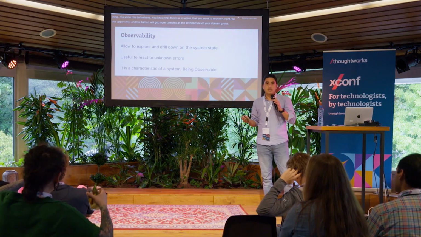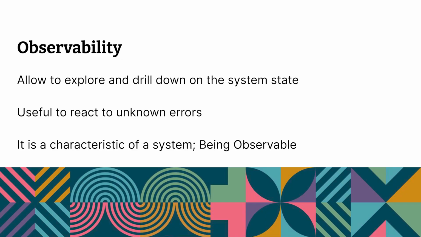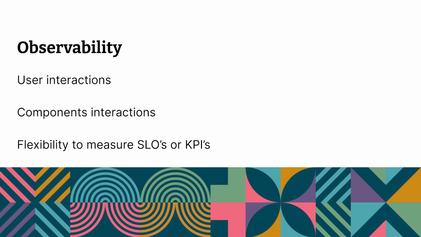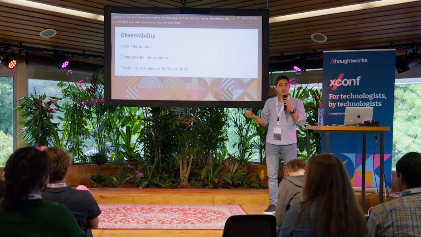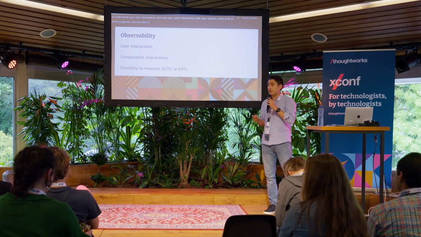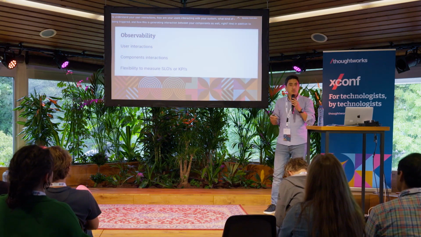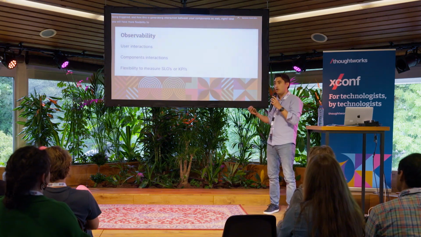In contrast, observability aims to allow you to explore and drill down on your system state. So it's more useful to react to unknown situations or unknown errors. An observable system will emit data such as metrics, tracing information, and logs that will allow you to understand your user interactions. How are your users interacting with your system? What kind of user journeys are being triggered? And how is this generating interaction between your components as well, right? And in addition to that, you will have more flexibility to measure your system against your SLOs or business KPIs.